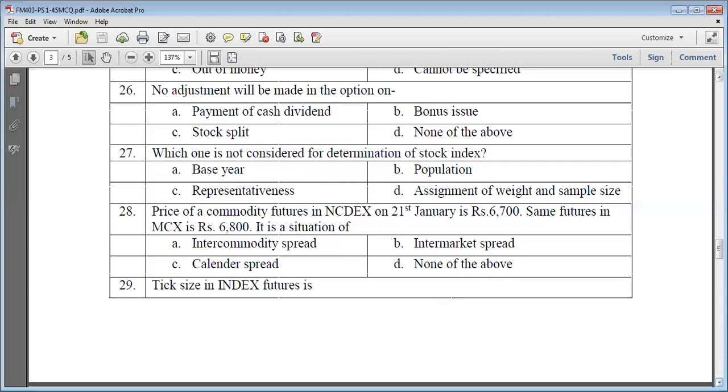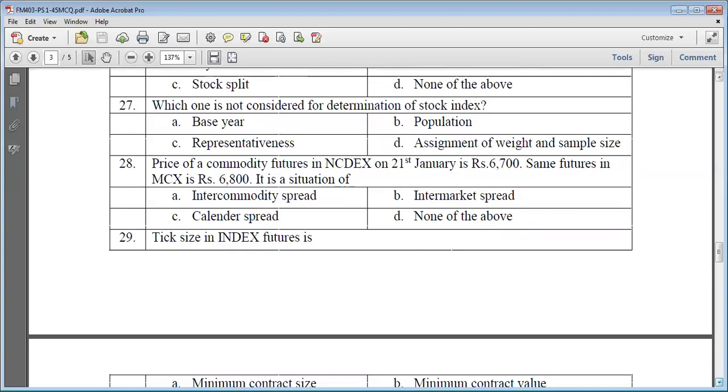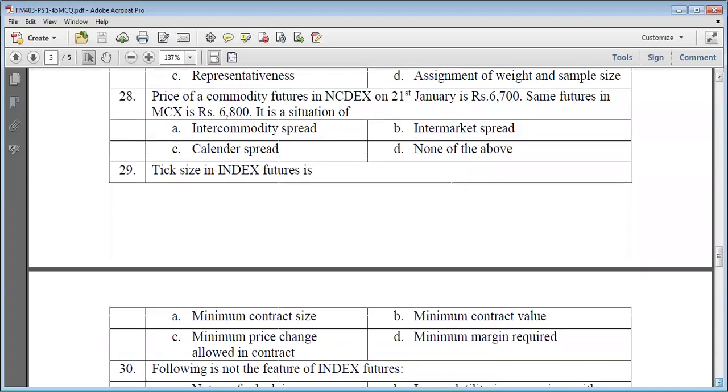It cannot be inter-commodity spread, it cannot be inter-market spread. So only possibility is calendar spread. Due to difference in the maturity date, the prices are varying to such an extent. Now question number 29. Fixed size in the index is.